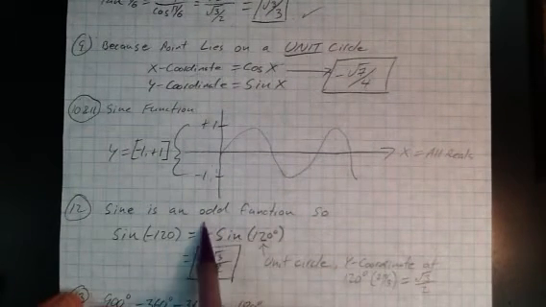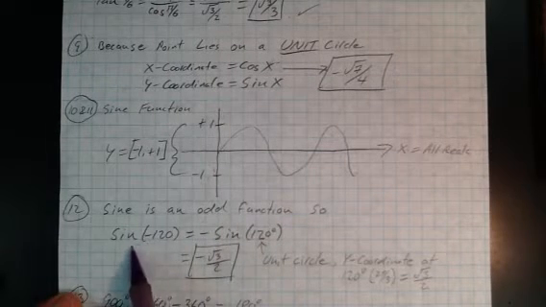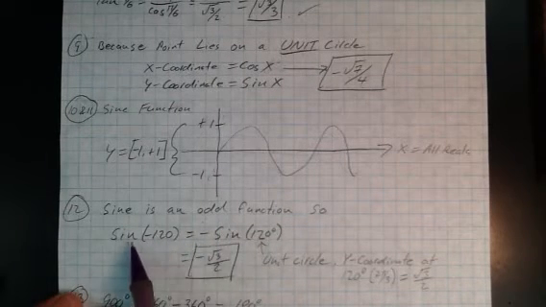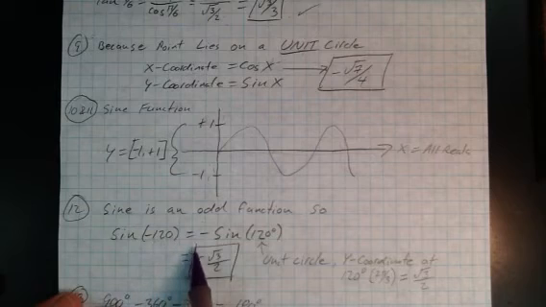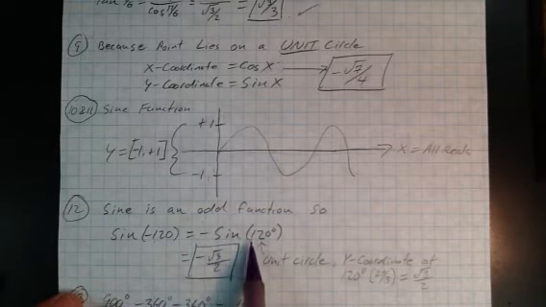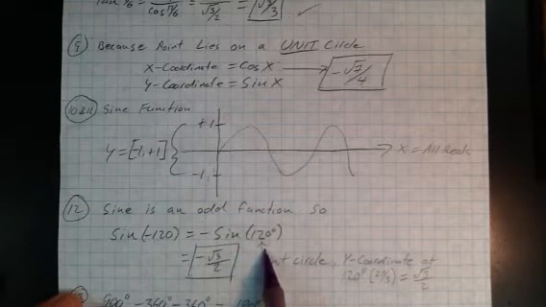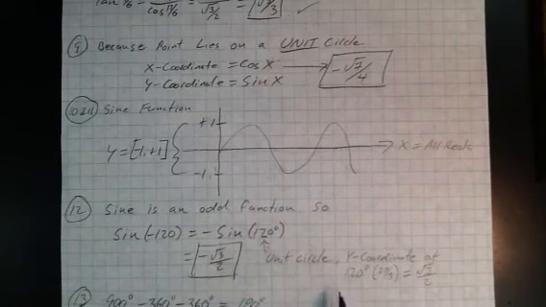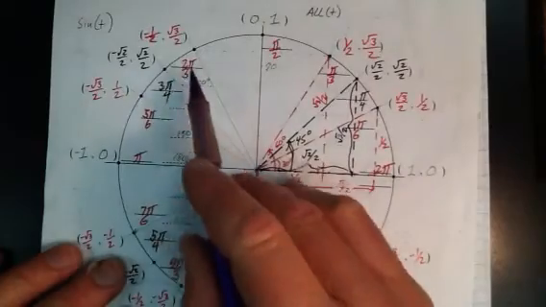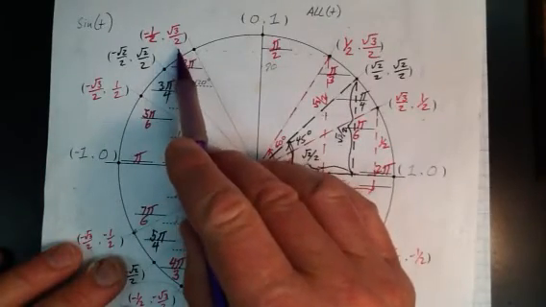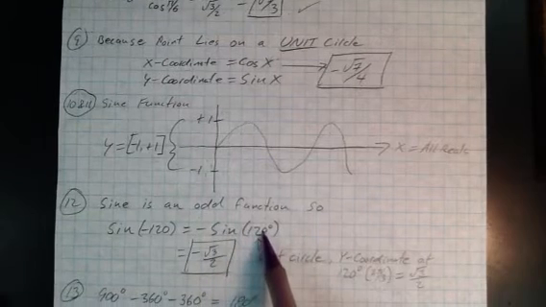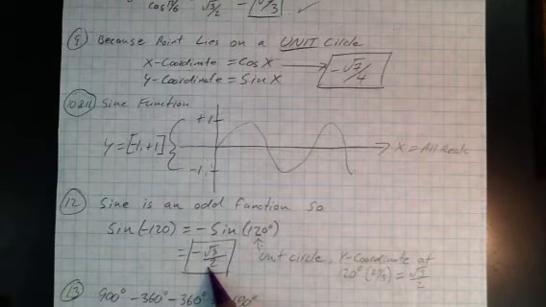Okay, 2 different ways to solve this problem. It says use the even-odd properties. Well, what does that mean? It's an odd function, so sine of negative 120 is the same as negative sine of 120. I go to my unit circle. 120 degrees is the same thing as 2 pi over 3. Okay, and what is my y-coordinate? Root 3 over 2. So I plug that in here and throw a negative sign in it.